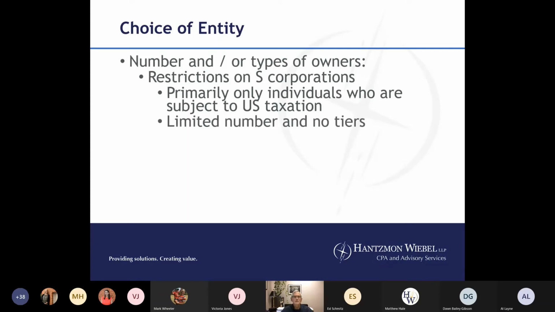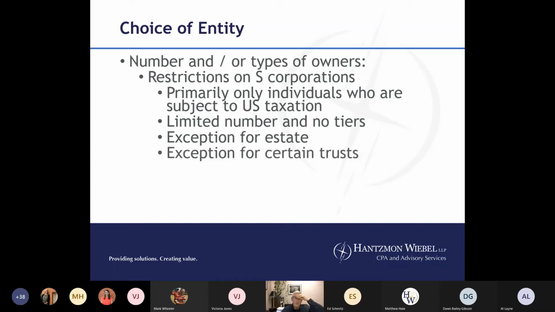The S corp, for example, has a limited number of shareholders, and also you can't have tiers of ownership. In other words, in a partnership, I could have another partnership owning my partnership; in an S corp, again, you go back to only individuals basically being able to own it. There is an exception for an estate. The estate of a decedent during its period of administration can be an S corp shareholder. There are exceptions for certain types of trust, certainly the grantor trust, which is a pass-through.